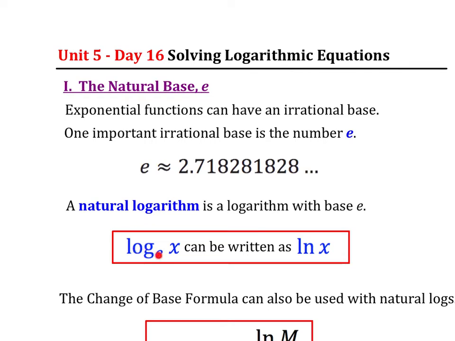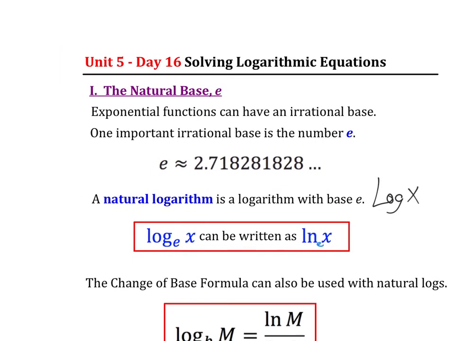Anytime you have a log with a base e, it is written as ln, natural log. Just like we've talked about before, if you ever see a plain old log and there's no base written, that base is assumed to be 10. Same thing here. If you ever see ln, natural log, written, the base is assumed to be base e. You will almost never see that base written out, just as a heads up.